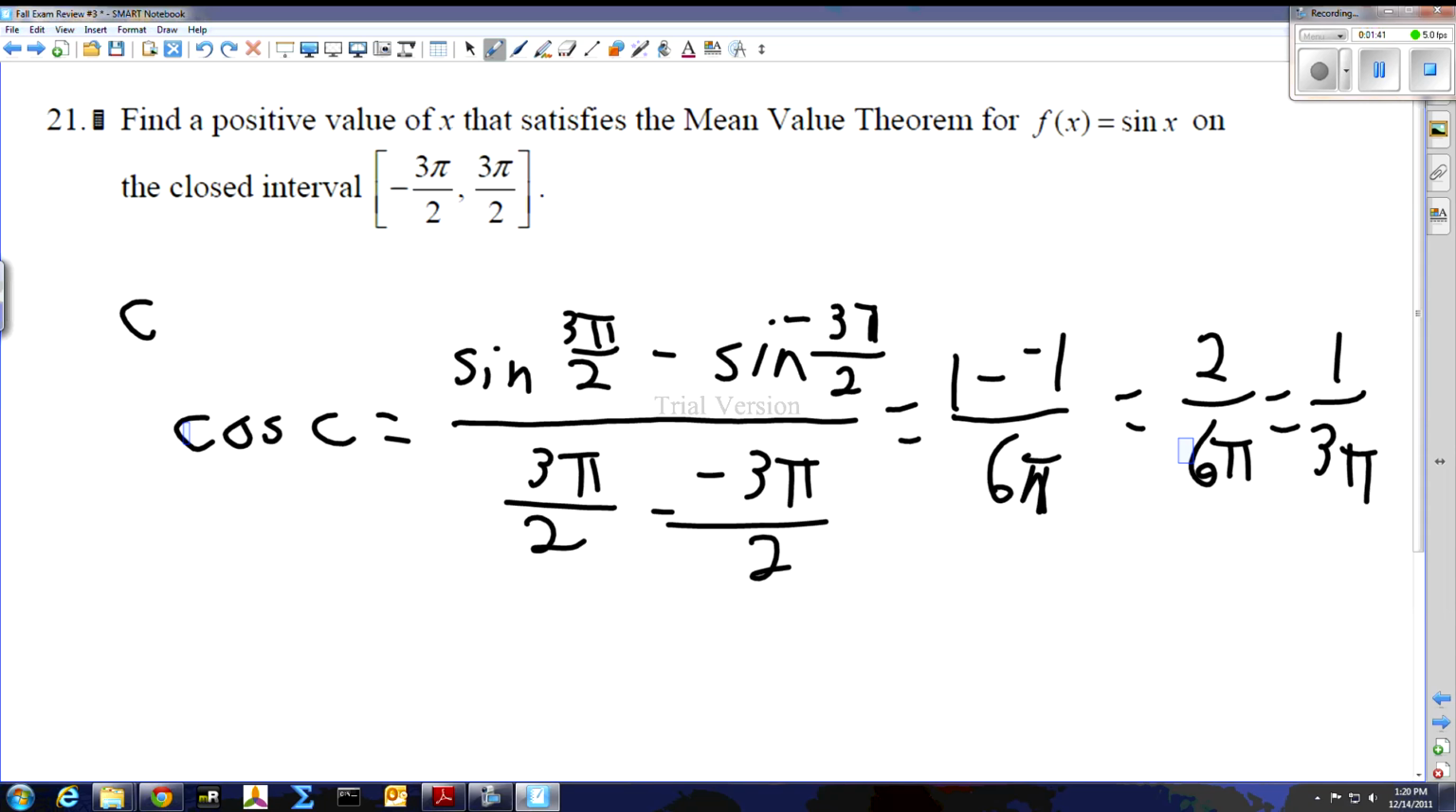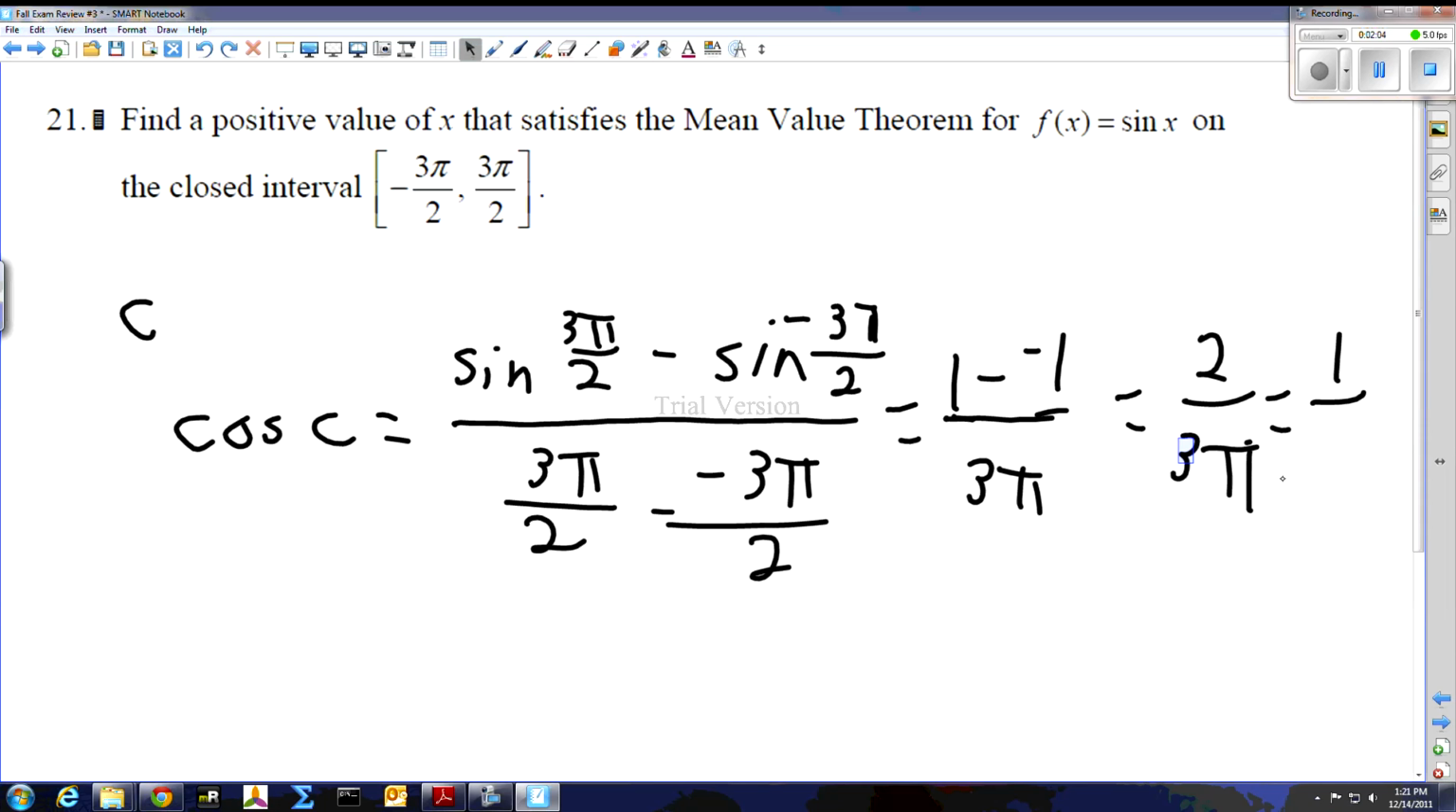Now, excuse me, my apologies here. This would be 6 pi over 2, which would make the denominator 6. Let's go back and clean this up a little bit. This would be 6 pi over 2, which is simply 3 pi. So this would be 3 pi here.